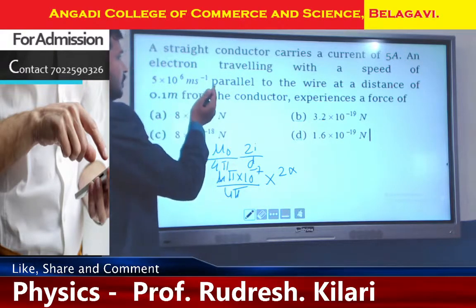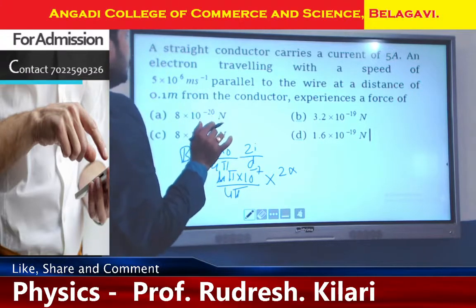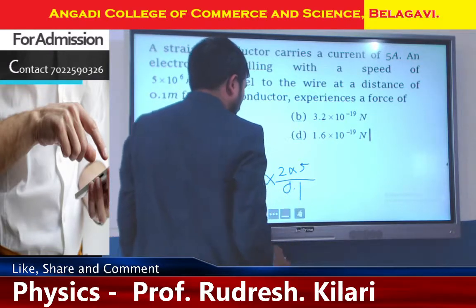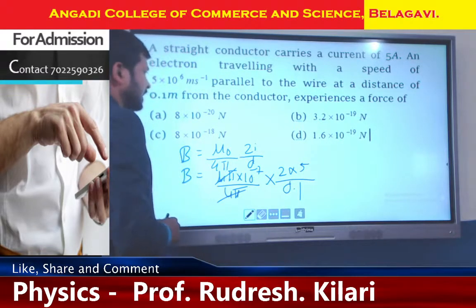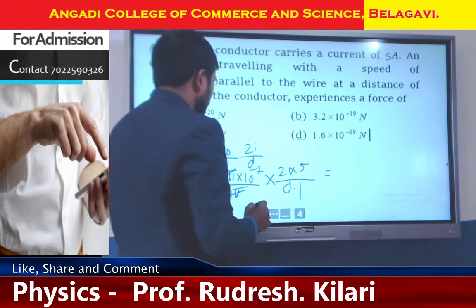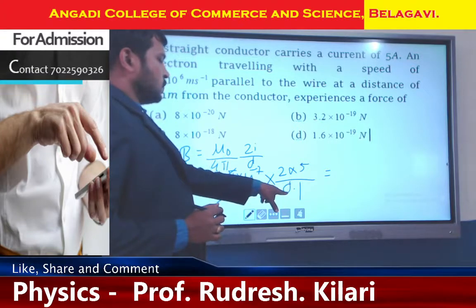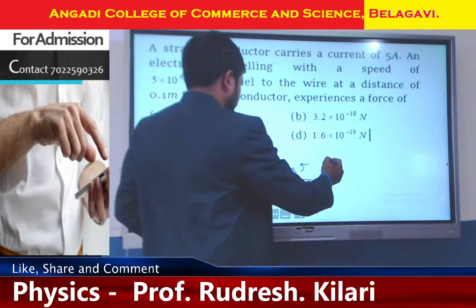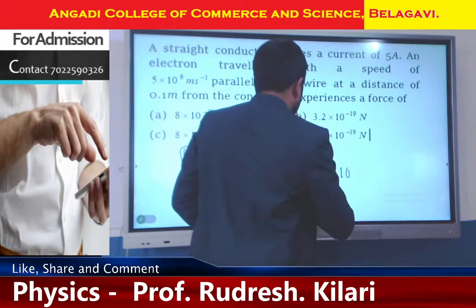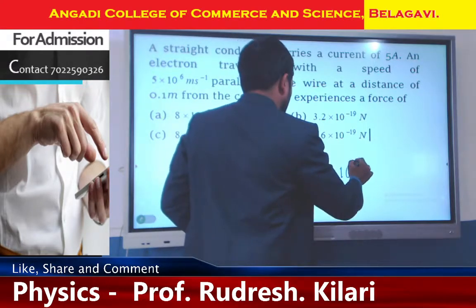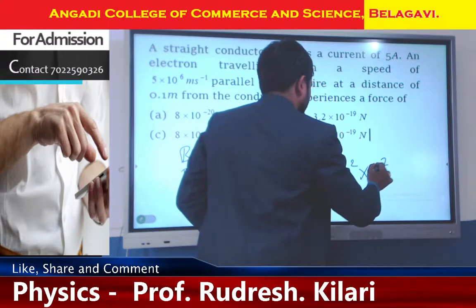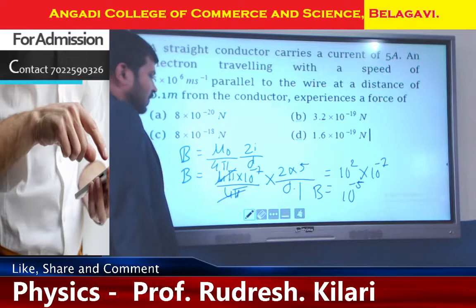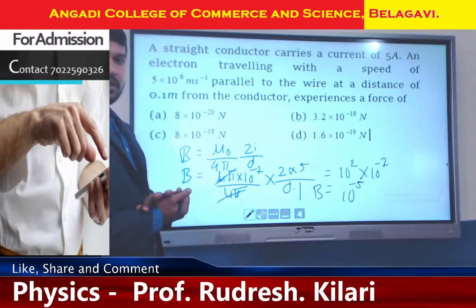What is the current they have given here? Speed 5 and separation distance D 0.1. Okay, 4 pi and 4 pi get cancelled. Now 10 to the power of, just divide this one. 1 into 10 to the power of minus 1 goes up means plus 1. So 10 to the power of minus 1 plus 1, that is 10 to the power of 2 into 10 to the power of minus 7. Here B equals 10 to the power of minus 5. We got the B value here, 10 to the power of minus 5.